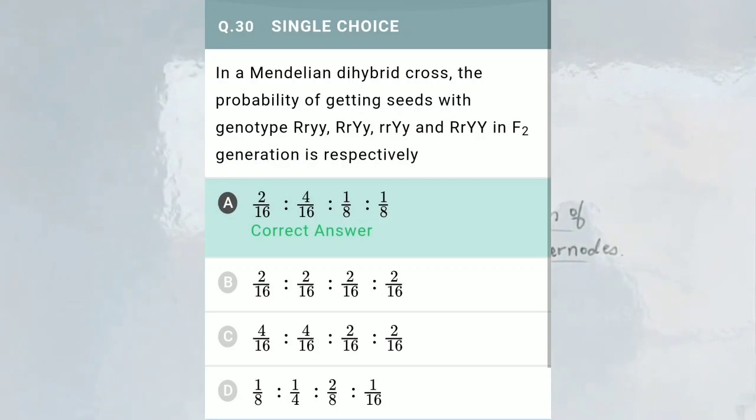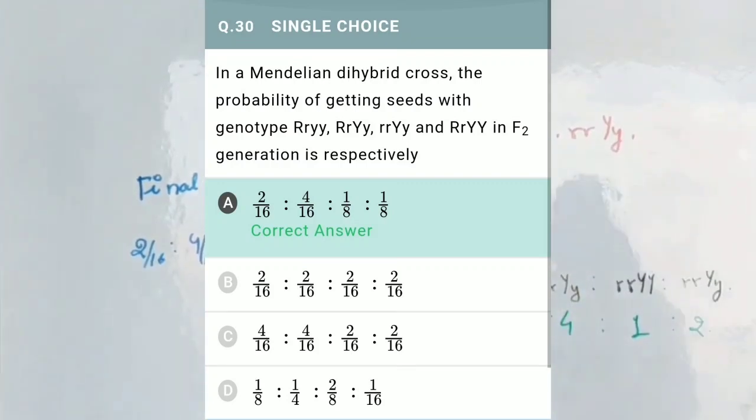So question number 30 says, in a Mendelian dihybrid cross, the probability of getting seeds with genotype rr yy, Rr Yy, RR yy, and RR YY in F2 generation is respectively. Now let us look at the options. Option A, that is 2/16 is to 4/16 is to 1/8 is to 1/8. So let's see the explanation.